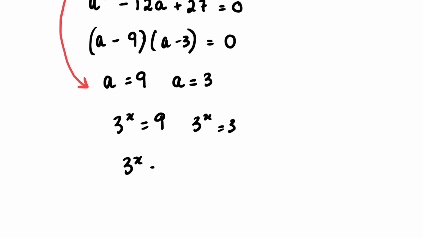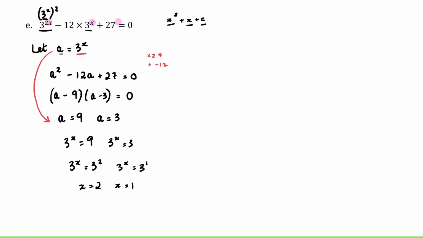Now what I can do is change the bases. 9 can be written as 3 squared, and 3 is just 3 to the power of 1, and I can equate the powers. This is a very specific technique that you need to remember and recognize. So again, 2x, 1x, no x. That's what you need to think of. As soon as you recognize that, we let a equal whatever the base is to the power of x, and you can carry out the technique from there.